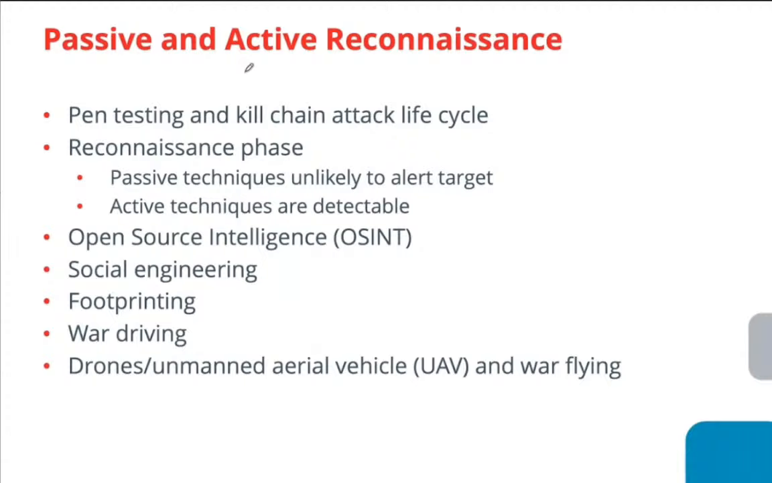Okay, drones, unmanned aerial vehicles and war flying, that allows the tester to reconnoiter the campus premises and even to perform war driving from the air. Okay, tools like the Wi-Fi Pineapple can easily be incorporated on a drone. Okay, and drones also provide a vector for an enduringly popular social engineering technique: dropping infected USB media around the premises with the expectation that at least some of them will be picked up and used. Right, so that's basically the active or passive way of reconnaissance to get the information.